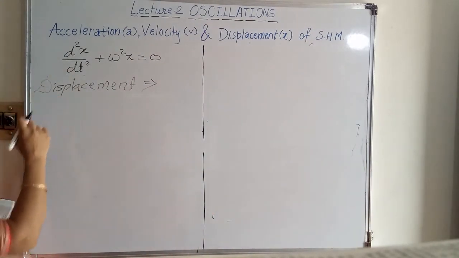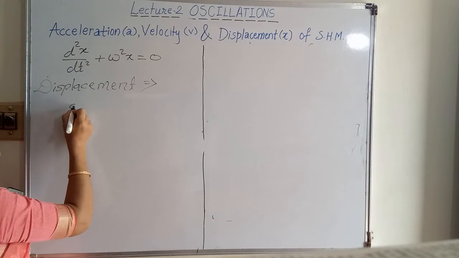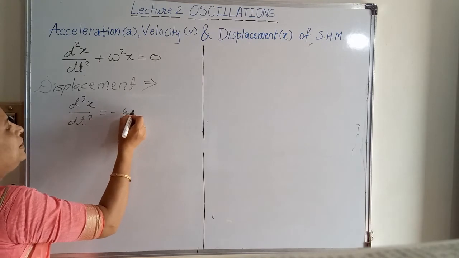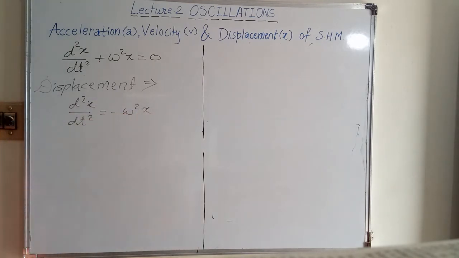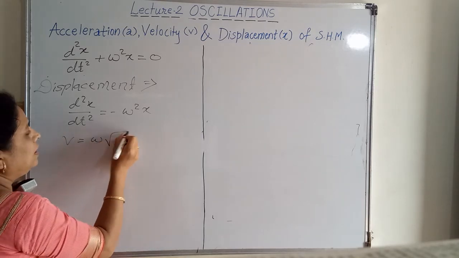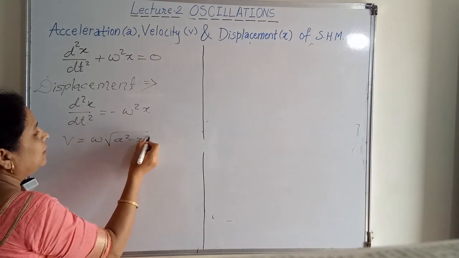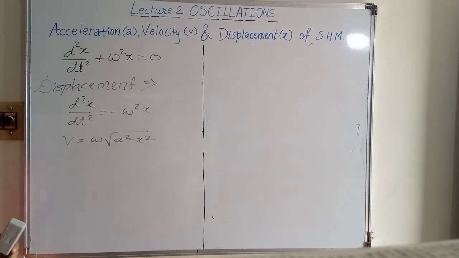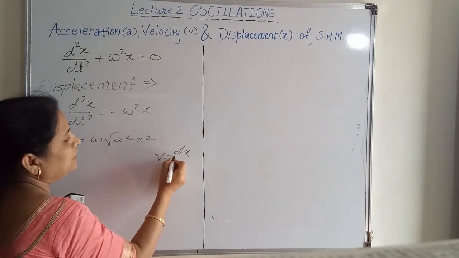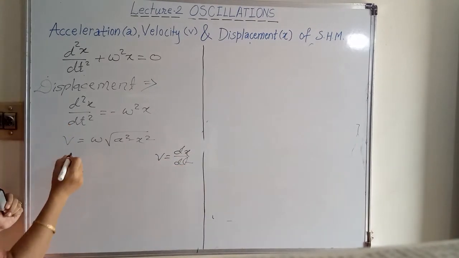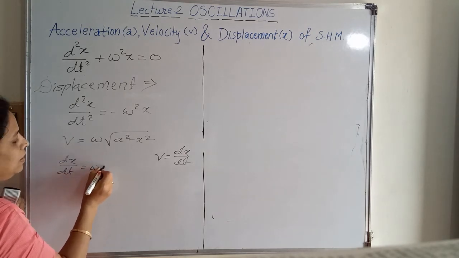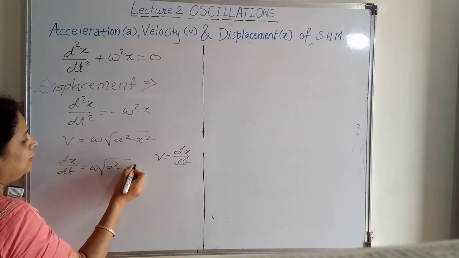For that, again we use the equation. We know that d2x upon dt square is equal to minus omega square x. And we know the equation for velocity, v is equal to omega under root a square minus x square, which we have just obtained. At the place of velocity, we know velocity is the rate of change of displacement, dx upon dt. So I can put that value here: dx upon dt is equal to omega under root a square minus x square.